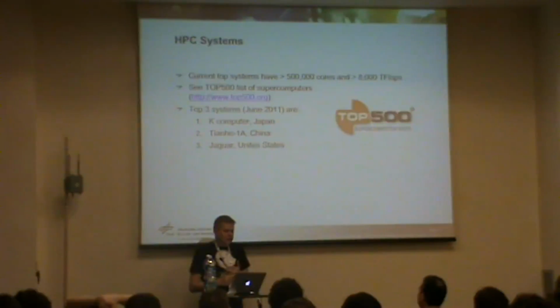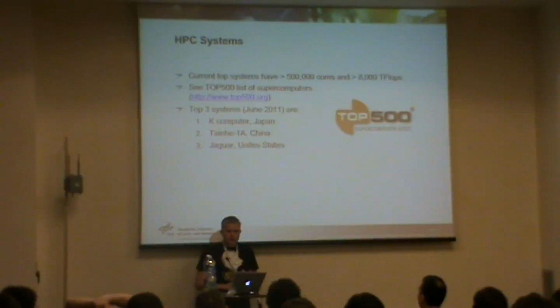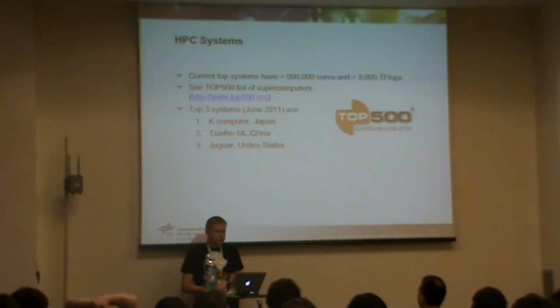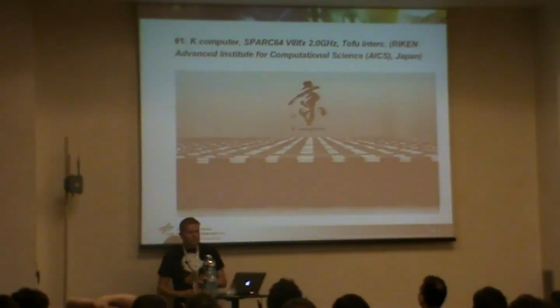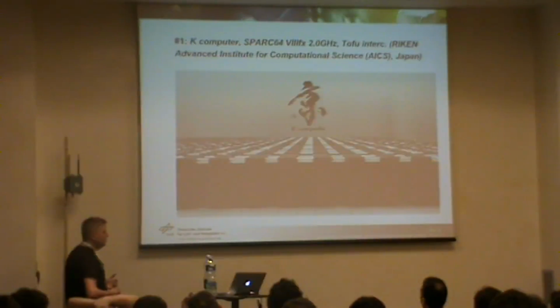So, counted every year in the top 500 list of supercomputers. The latest version was just released this week in Hamburg, Germany. The top 3 systems currently are one machine from Japan, one from China, one from the US. This is how high-performance computing machines look.